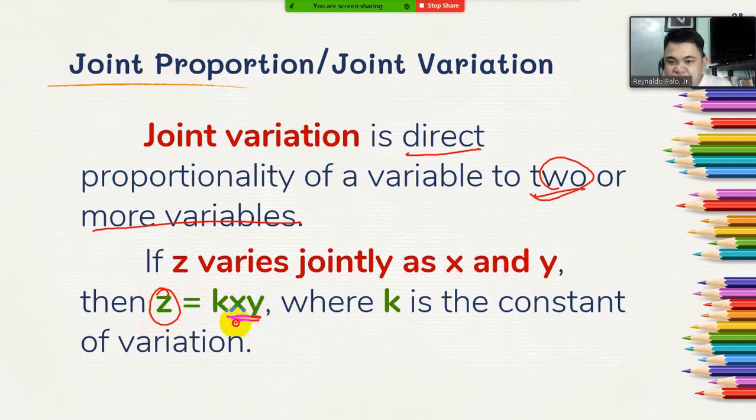As you can see, we have two independent variables. So this is also an example of direct variation, but it became joint variation because there are two or more independent variables. K is the constant of proportionality or variation. How did we know that this is an example of joint variation? It's because of the statement varies jointly as. That's the thing that you have to remember. Again, joint variation is just the same as direct variation. The only difference is that here we are talking about two or more independent variables.